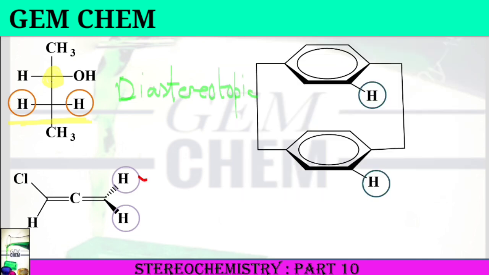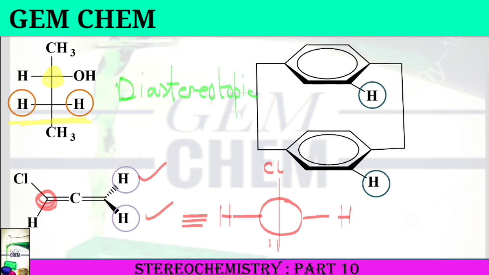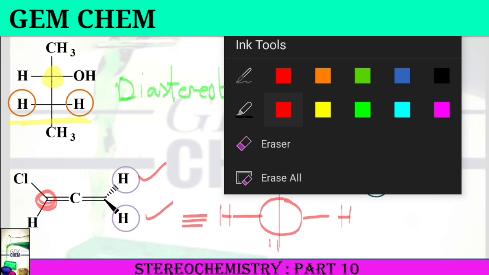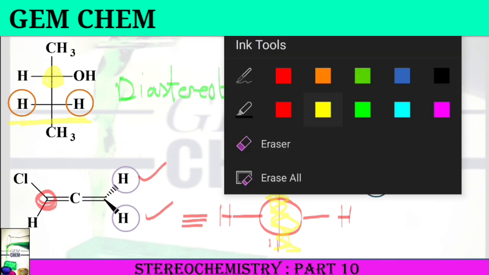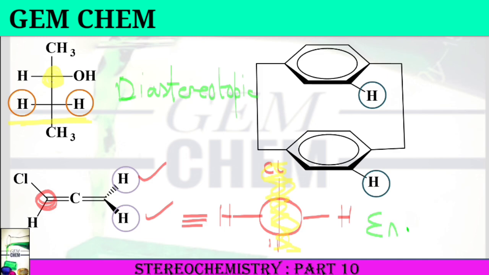Next we have these 2 hydrogens. It can be written like this. In this case, this is your front carbon, so you can write it as chlorine upside, hydrogen downside, and the 2 hydrogens which are ticked can be written here and here. So since you can see that there is an axis of symmetry through this one, these are enantiotopic.